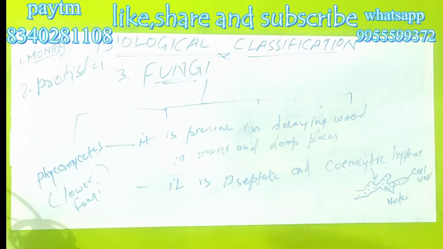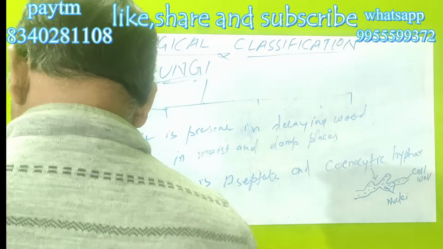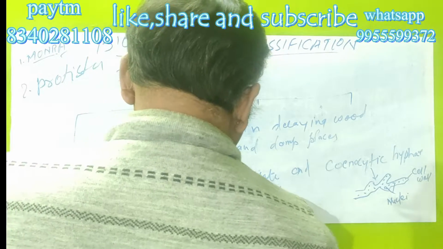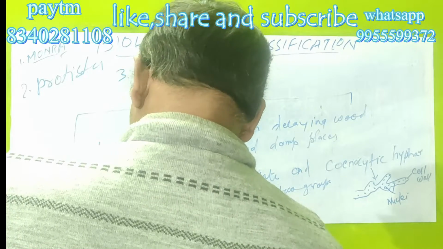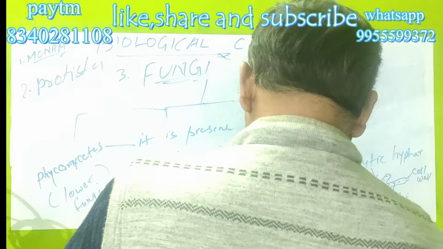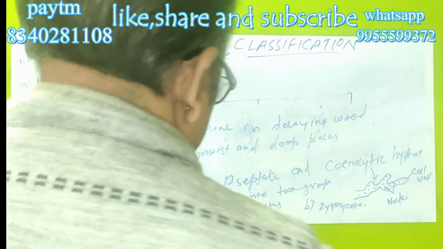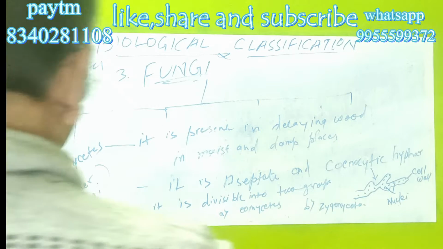It is again divisible into two groups, that is oomycetes and zygomycota. So this is phycomycetes. It is present in decaying wood in moist and damp places, it is aseptate and coenocytic hyphae, and it is divisible into two groups, oomycetes and zygomycota.